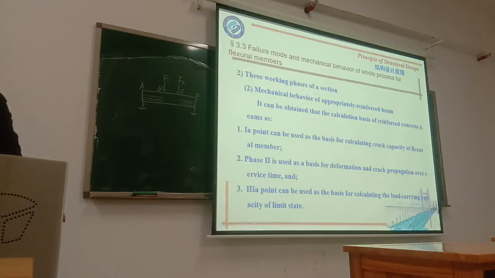And the end of phase three can be used as the base for calculating the load carrying capacity for the limit state. Because at the end of phase three, once the load is larger than this point, the beam is going to collapse. So that's the biggest capacity for bearing load. This point can be used as the base for calculating the load carrying capacity, that is, how much maximum load this beam can resist. Once the load exceeds this, the beam will be destroyed.